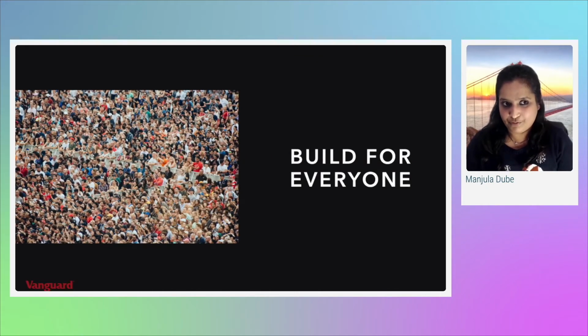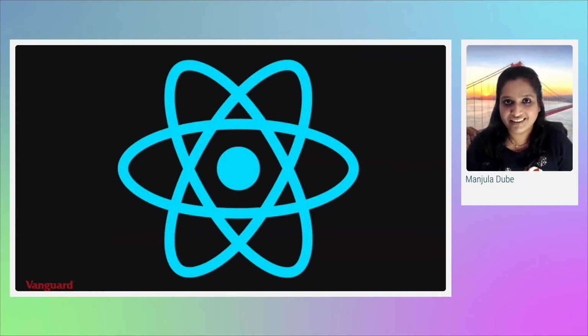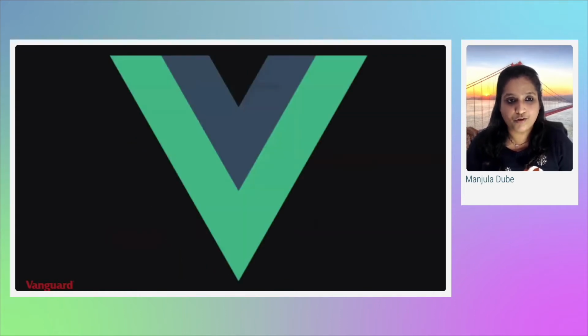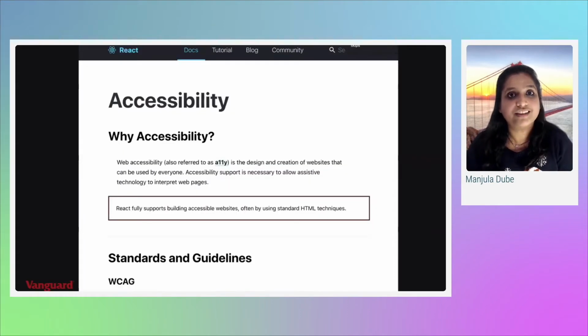That means the end goal is still building for everyone, irrespective of what framework it is, whether it's React, Angular, or Vue. And if I talk about React, I have heard a lot of people saying that, yes, React is a library that we should not use, or else we might not be able to build accessible websites. I mean, there are a lot of talks going on, but if you go through the docs, the first line itself says that React fully supports building accessible websites, often by using standard HTML techniques, because we are not doing any rocket science. We're just writing HTML under the hood.